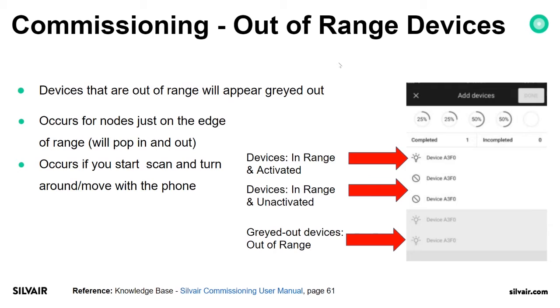Okay, coming back to commissioning. Devices that are out of range will appear grayed out. I cannot really present this because I don't have any devices far away that I could reach, but you will immediately see while adding devices that such devices will not respond.